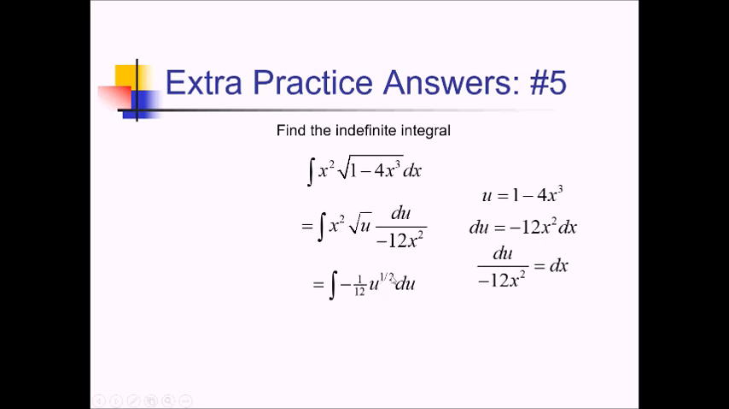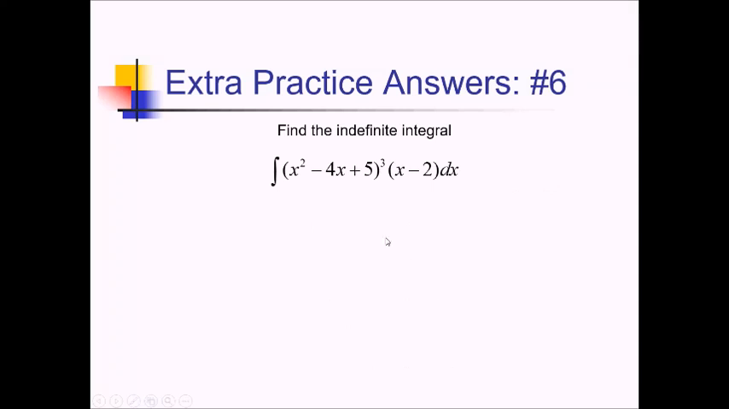Bumping this exponent up by 1, we have a new exponent of 3 over 2, which means I'm multiplying by 2/3. Well, let's see. Negative 1 over 12 times 2/3. That's going to be negative 2 over 36, which is going to be negative 1/18th. And we'll have u to the 3/2 there, plus c. Replacing u with the stuff that we let it equal in the beginning, we have negative 1 over 18, parentheses, 1 minus 4x cubed, all raised to the 3/2 power, plus c.